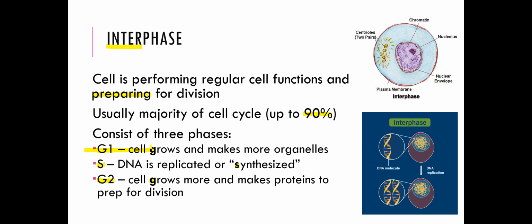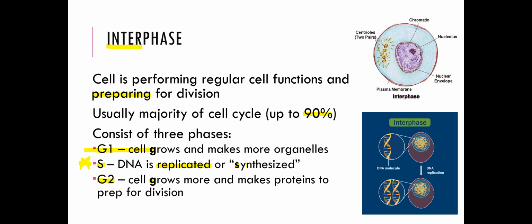So in G1, this is what we consider our first growth phase. The cell is doing its job, it's getting bigger, and it's also doubling the number of organelles that you will find inside of that cell. Now, the S phase is absolutely critical, okay? We have to remember the S phase. It's super, super important because this is where we replicate that DNA.